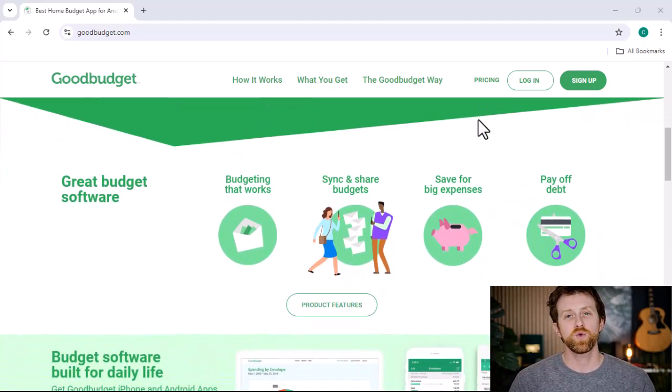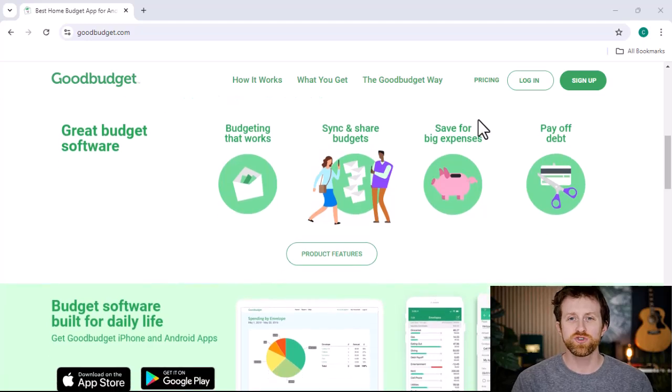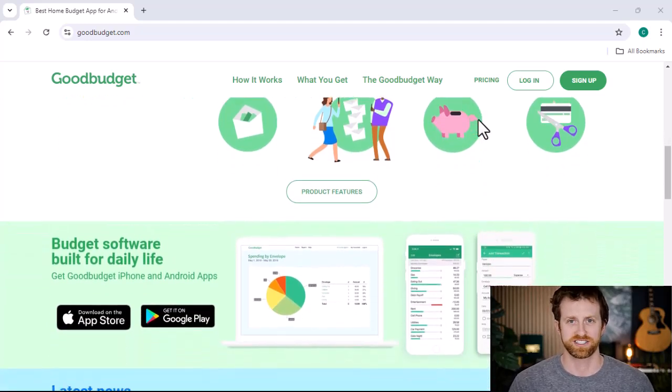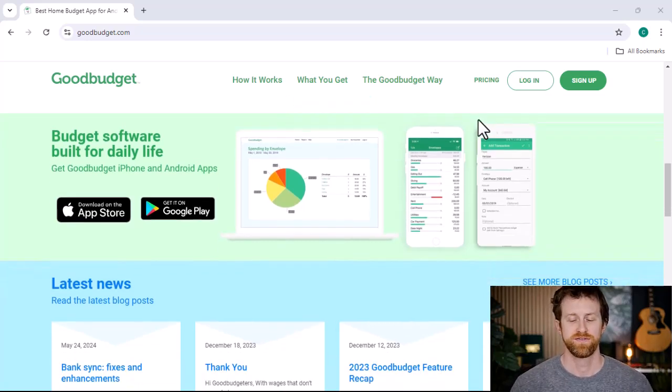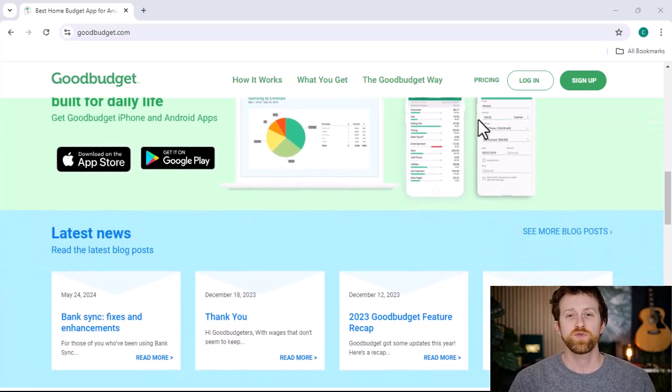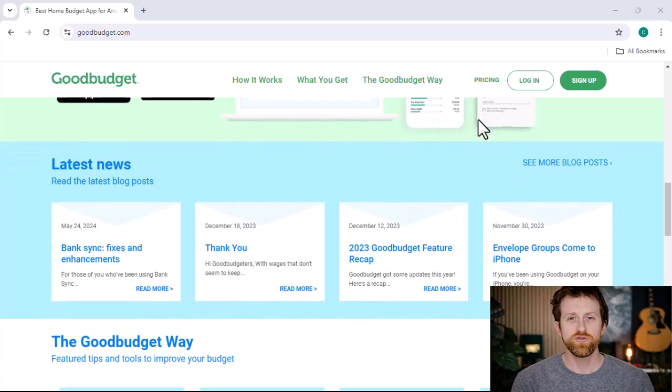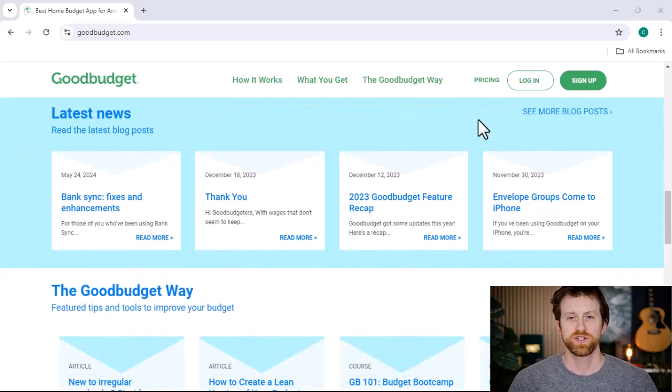Additionally, the application supports household budgeting. You can share a single budget across multiple devices, enabling partners or family members to view and update envelope balances in real time. This makes it easier for multiple people to stay on the same page regarding shared household expenses.